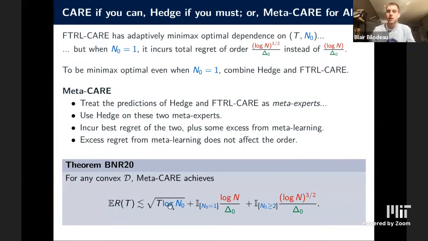It gets the right dependence on N0 that it recovers from FTRL. In the single effective expert case, it gets this right dependence from Hedge, so just log N over delta 0. And then when there's more than one effective expert, it gets this dependence from FTRL care, so it has a log N to the 3/2. But in this case, the root T log N0 term is going to be dominating. So this is basically a lower order term that doesn't affect whether it's adaptively minimax optimal. And so what this means is metacare actually achieves the minimax optimal rate across all spectrums, stochastic to adversarial inclusive.